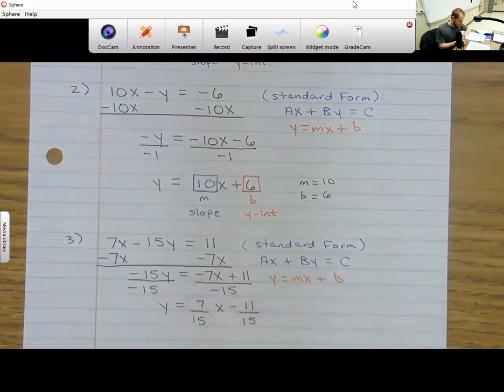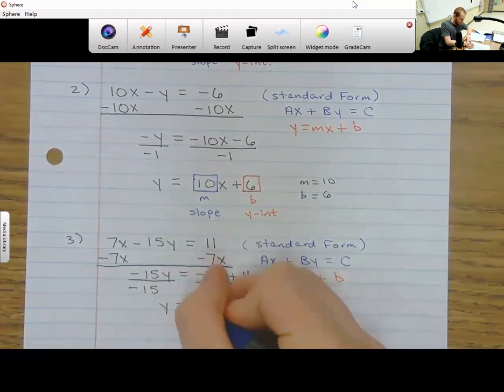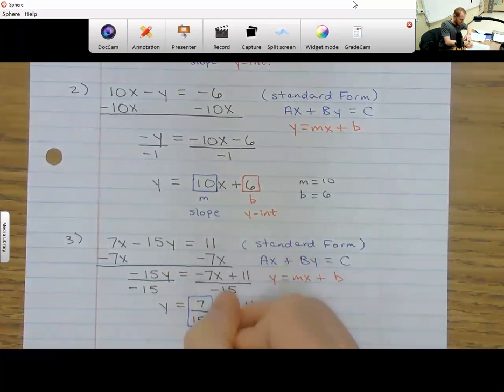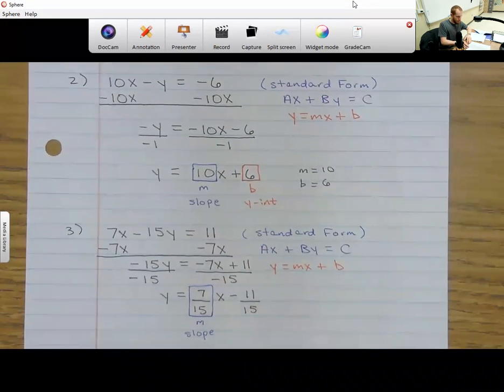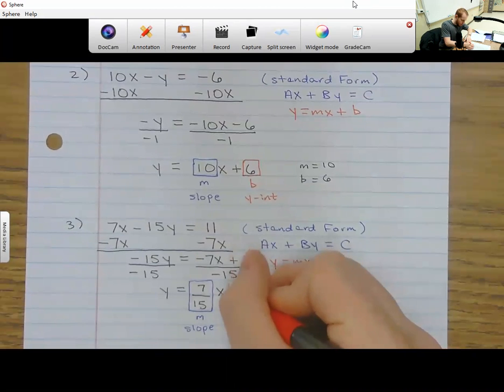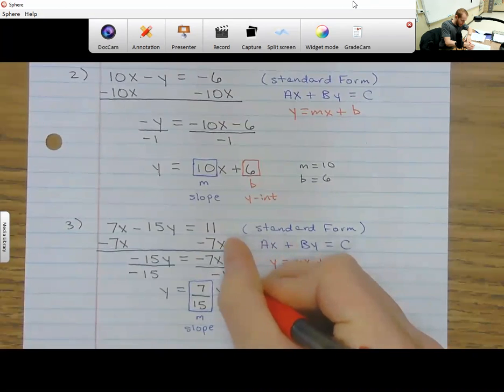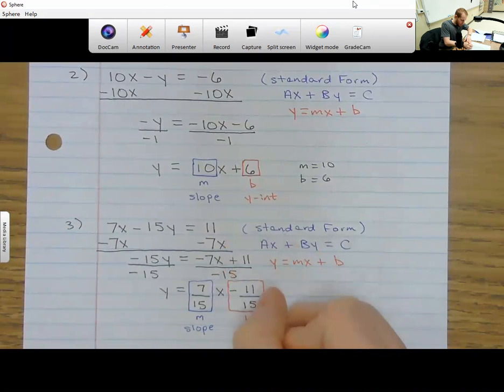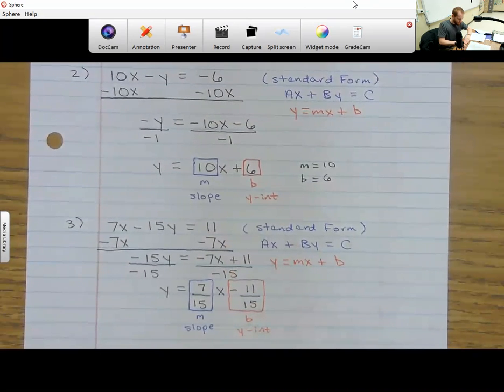Now, what's my slope? My slope this time is going to be 7 over 15. So this is going to be my m, otherwise known as slope. And then this negative 11 over 15 over here, this is going to be my y-intercept. So let me label this as B, or the y-intercept. Same thing. Okay, so that's number 3.